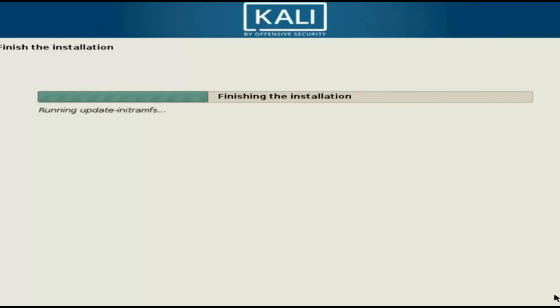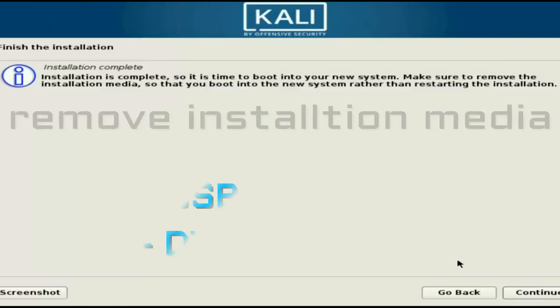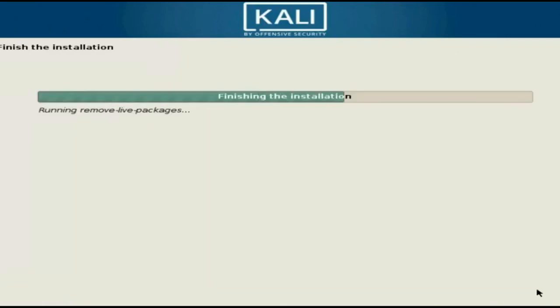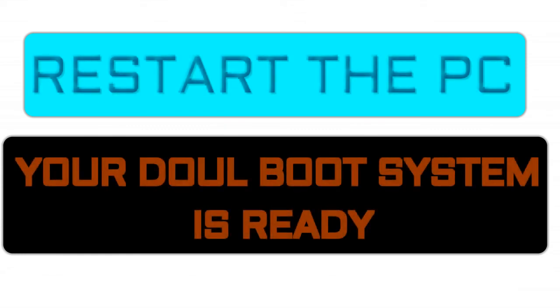Finish the installation. After that, remove the installation media. Finish the installation. Restart your computer system. Now you can see the dual boot options. Choose any one option and start Windows 10 or Kali Linux.